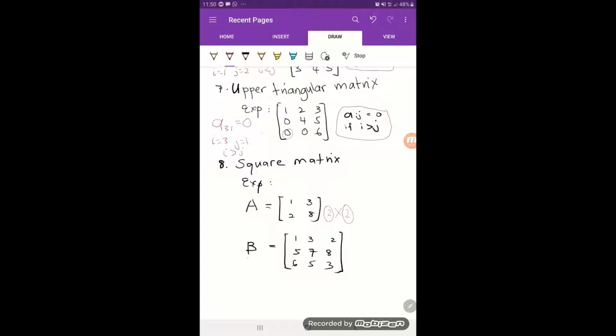Matrix B. The order of matrix B is 3 times 3. The number of rows of matrix B is 3 and the number of columns of matrix B is 3. So, the number of rows is equal to the number of columns. So, matrix A and matrix B are square matrices.